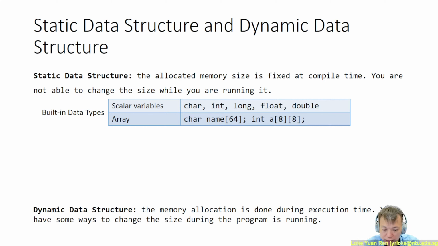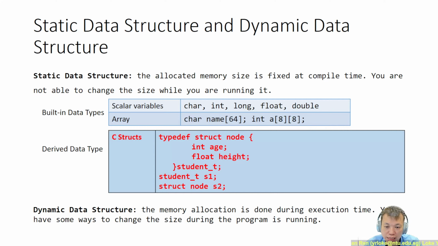For example, the student information, including your age, your name, maybe your home address, and so on and so forth. And this information, some can be integer, some can be string, some can be floating number. So one way is you create multiple variables. Another way, you can use the derived data type, or C structure.